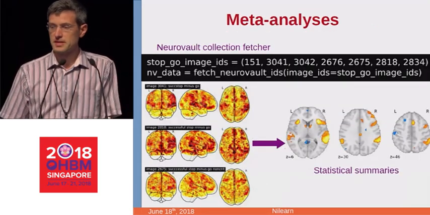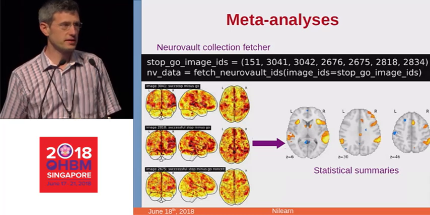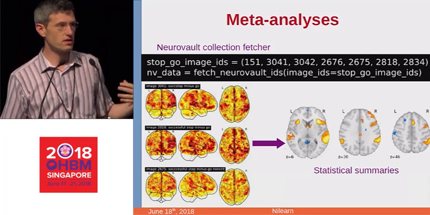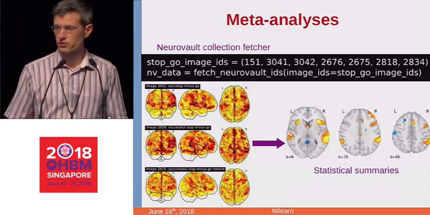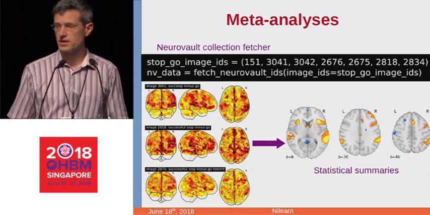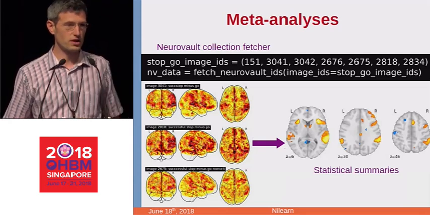We can also do some meta-analysis, so image-based meta-analysis by, for instance, downloading the data from NeuroVault, from certain collections of NeuroVault. You can very easily download the data, look at the images, and then do some summary statistics. So what I show here is just 5 or 6 lines of script.